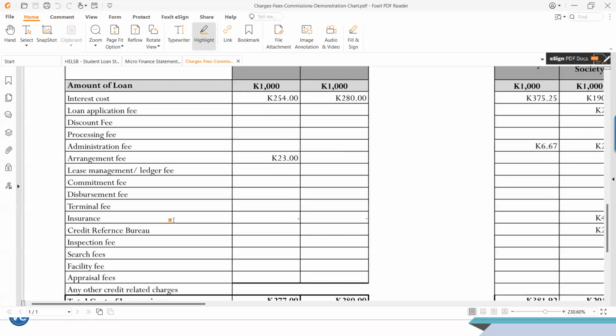There's discount fee, processing fee. What is arrangement fee? I have no idea what arrangement fee means, but there's an arrangement fee which you can charge. For those people who are loan sharks or people who deal with credit, these are ideas for you. Please make your money. You can charge inspection, but obviously you can't legally do this because you have to be registered under Bank of Zambia. But look, people who are registered, search fees, I have no idea what facility fees mean, appraisal fees, why, all these things. You'd think search, facility, and appraisal fees should have all come under credit bureau reference when they query your account. But all these things, and then there's even a portion for other related things.